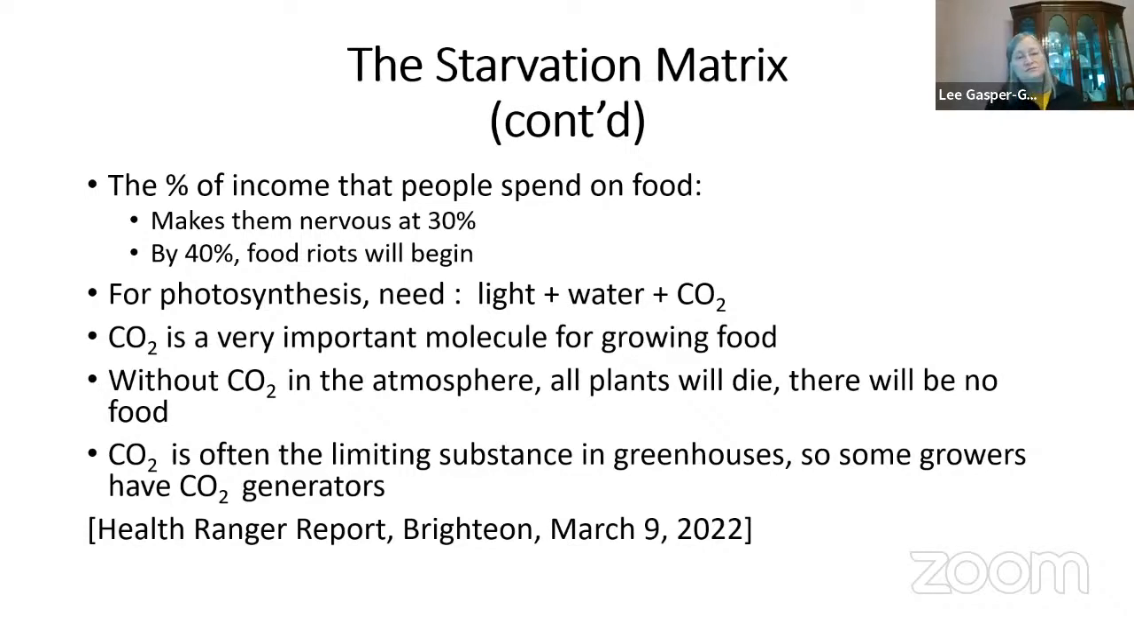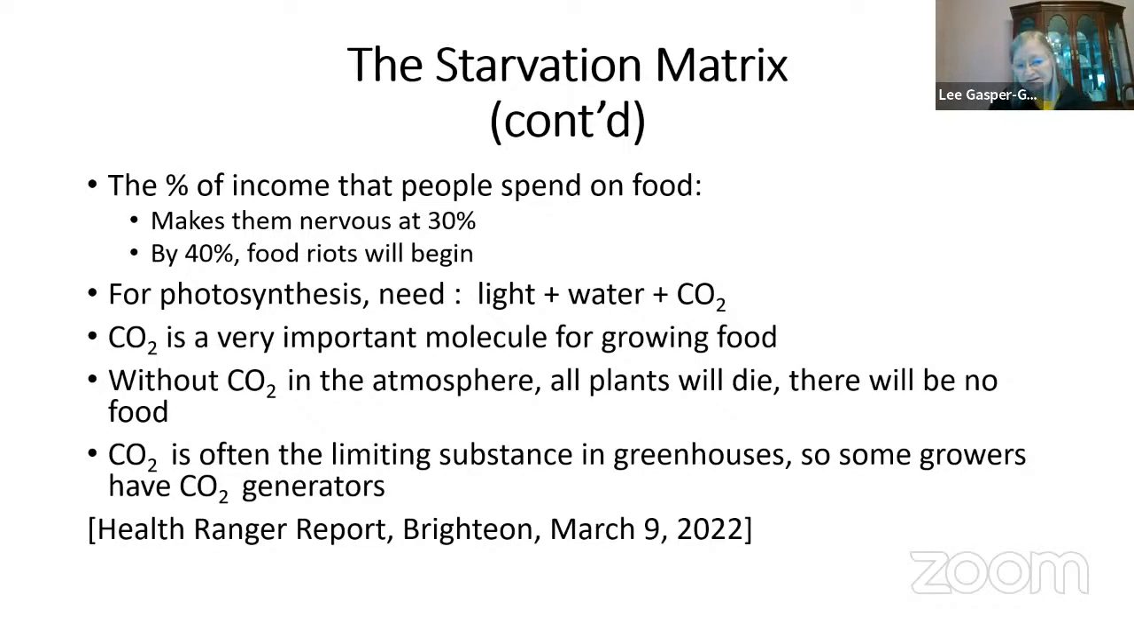So just to review, for photosynthesis, we know that we need light, usually sunlight, unless you're indoors, and then you can have specialized lights, right? Plus water, plus carbon dioxide. Now, carbon dioxide is a very important molecule for growing food, and without it in the atmosphere, all plants would die. There would be no food.